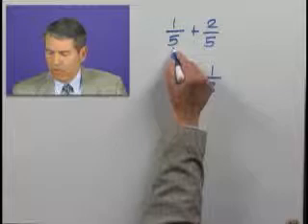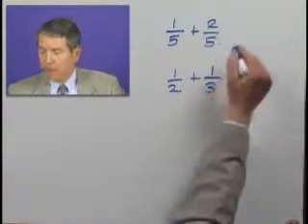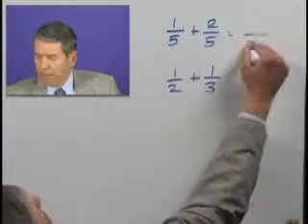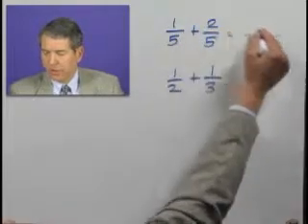For example, if I want to add 1/5 to 2/5, they have the same denominator, so I leave the denominator alone and I simply add the numerators. 1 plus 2 gives me 3.